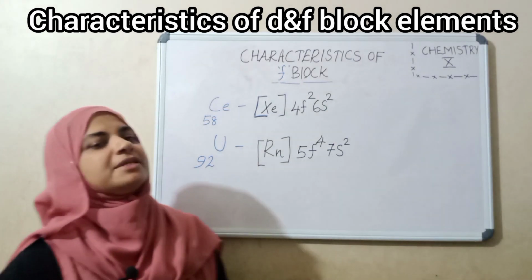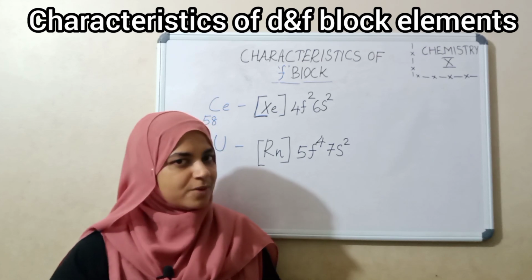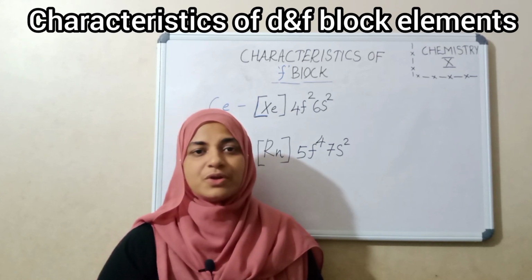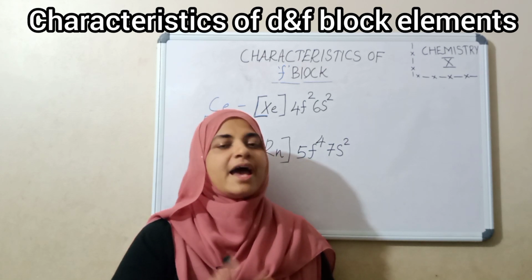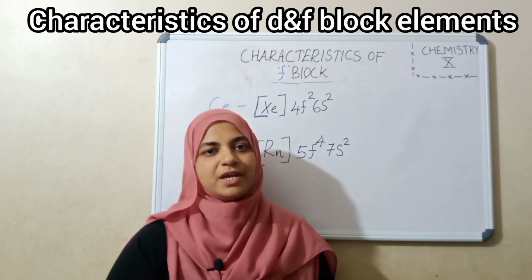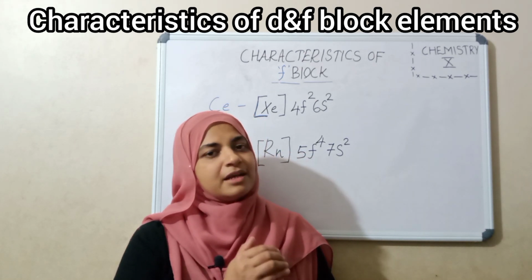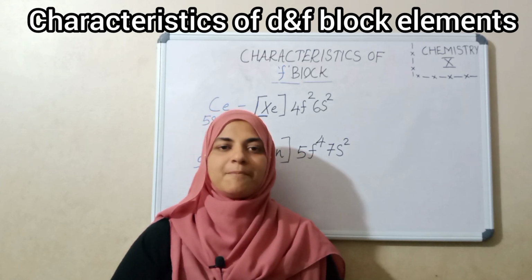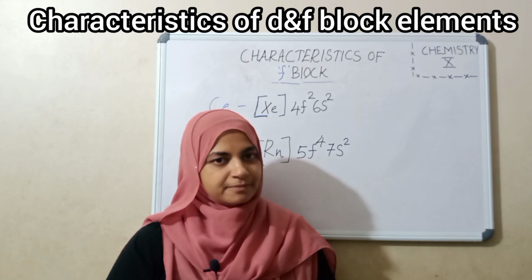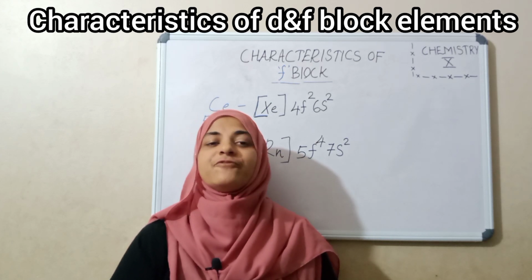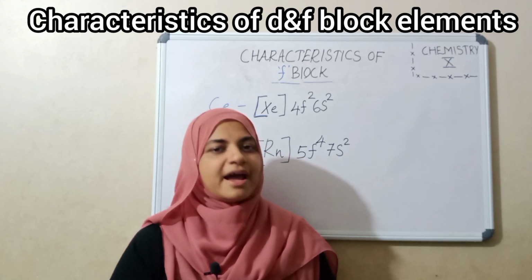These f block elements are also known as inner transition elements, because actually these 28 elements, that is lanthanoids and actinoids, are in between transition elements. These lanthanoids are 14 elements after lanthanum in the 6th period. Actinoids are 14 elements in the 7th period after actinium.